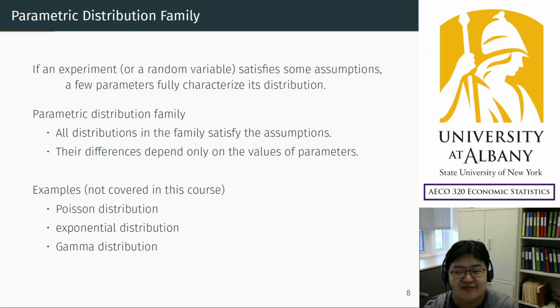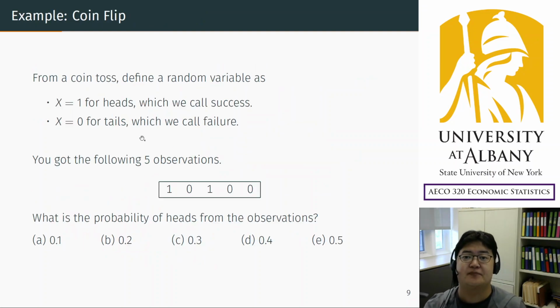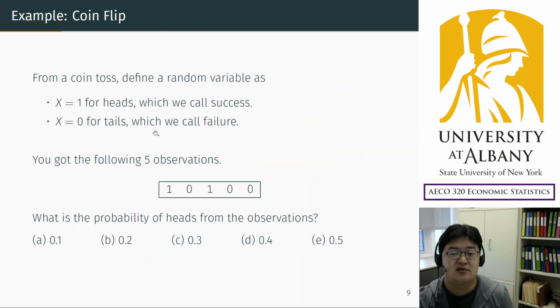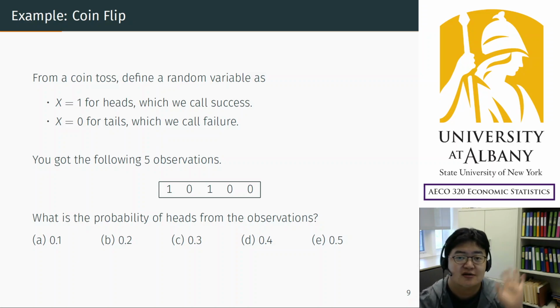But the idea is we make assumptions, and so we extract the information as parameters, and that's a simplification. Okay, so in the next video, I'm going to start a coin flip example, and we will study the properties of the binary distribution. See you in the next one.